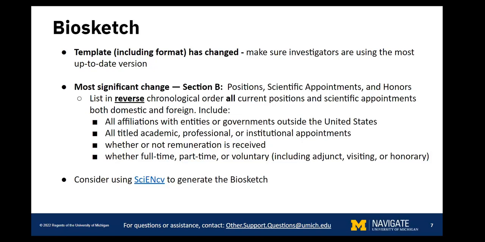And in their updated instructions and guidance, NIH has reminded everyone that they expect to see all current positions and scientific appointments, whether those are domestic or foreign, and they stress that we need to include any affiliations with entities or governments outside of the US. It includes any titled academic, professional, or institutional appointments. It doesn't matter whether or not the investigator is receiving payment for that position or title or affiliation, and it doesn't matter whether it's full-time, part-time, or voluntary. So it could be something like an adjunct appointment, visiting position, or honorary. NIH still wants to know about them.